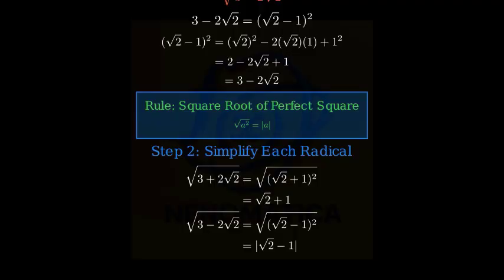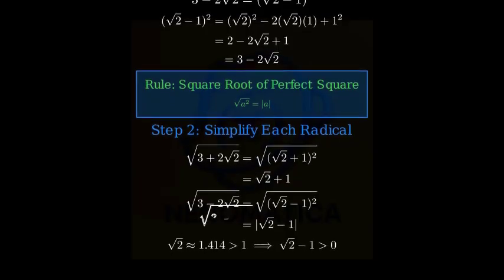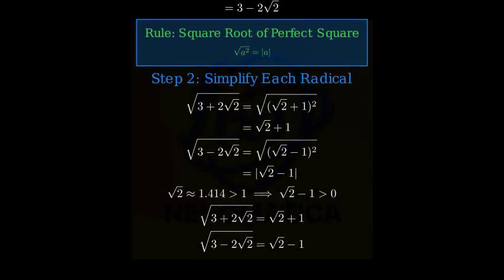So, the square root of this expression is the absolute value of square root of 2 minus 1. We need the absolute value because square roots always give non-negative results. However, since square root of 2 is approximately 1.41, which is greater than 1, square root of 2 minus 1 is positive, and we can remove the absolute value symbols. So, our square roots simplify to square root of 2 plus 1 and square root of 2 minus 1, respectively.